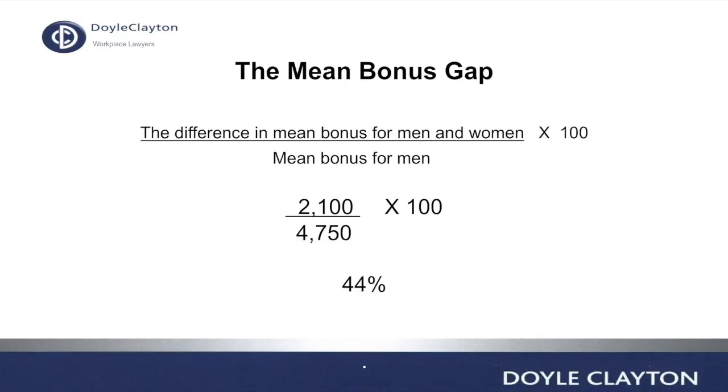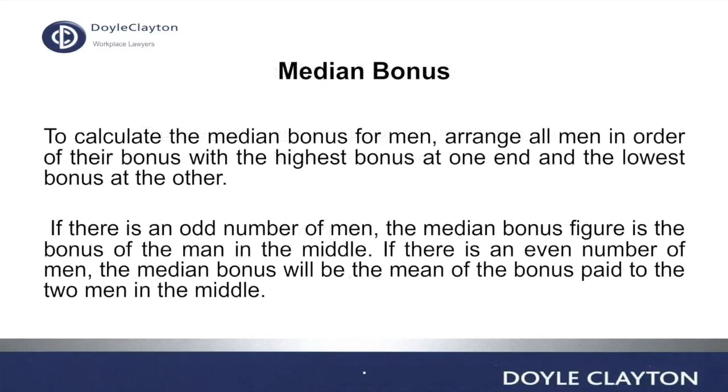Dayton's now needs to work out the median bonus. James, how does it do that? You should arrange all the men and all the women in order of the size of their bonus. This should include any employee who is receiving no pay or reduced pay as a result of being on leave. If there is an odd number of men, the median bonus figure is the bonus of the man in the middle. If there is an even number of men, the median bonus will be the mean of the bonus paid to the 2 men in the middle.